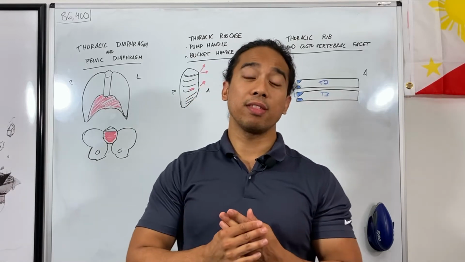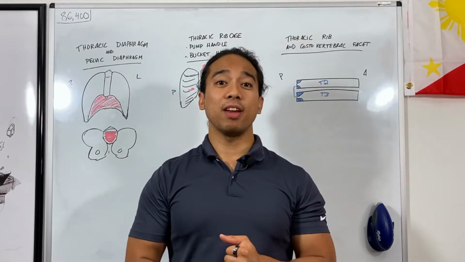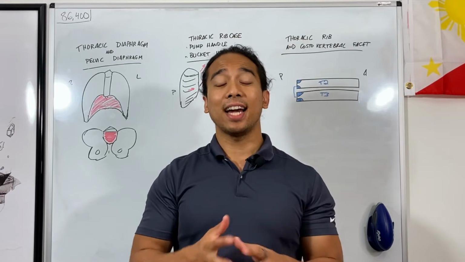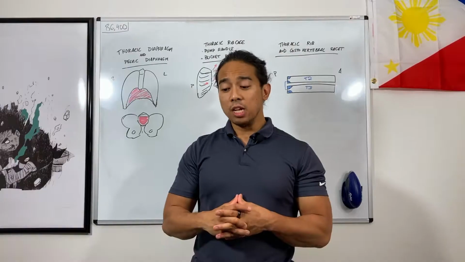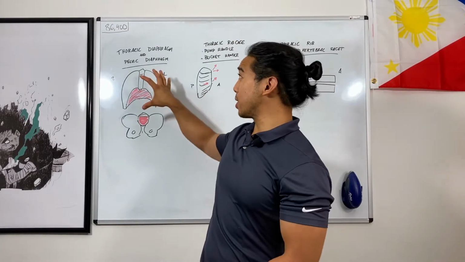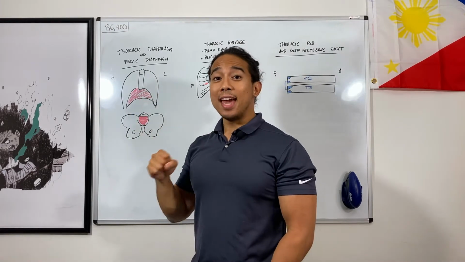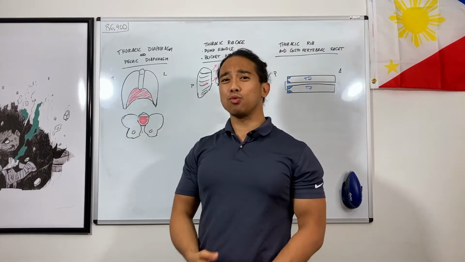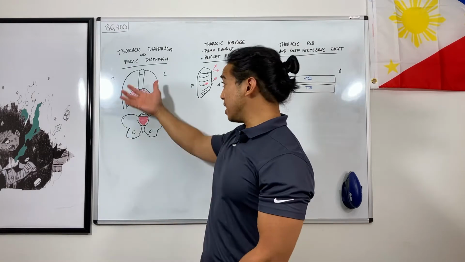Hey guys, today I'm going to go over the thoracic ribcage, thoracic diaphragm, and a couple of the joints that attach to and around that region. Diving right into it, we're going to talk about the thoracic diaphragm and the pelvic diaphragm. There is a reciprocal relationship that occurs with these regions.